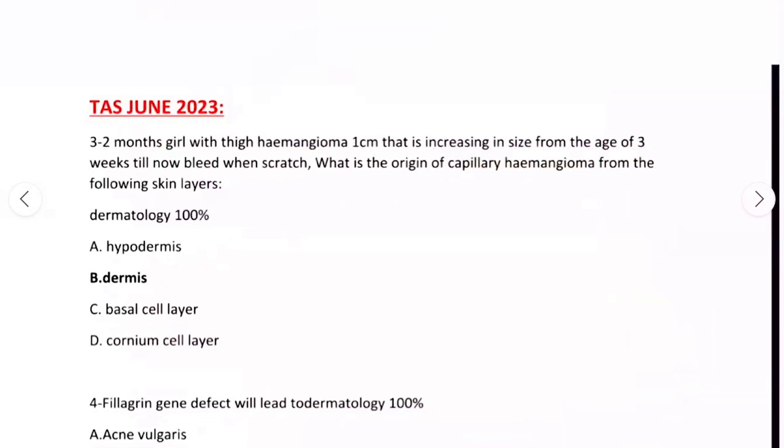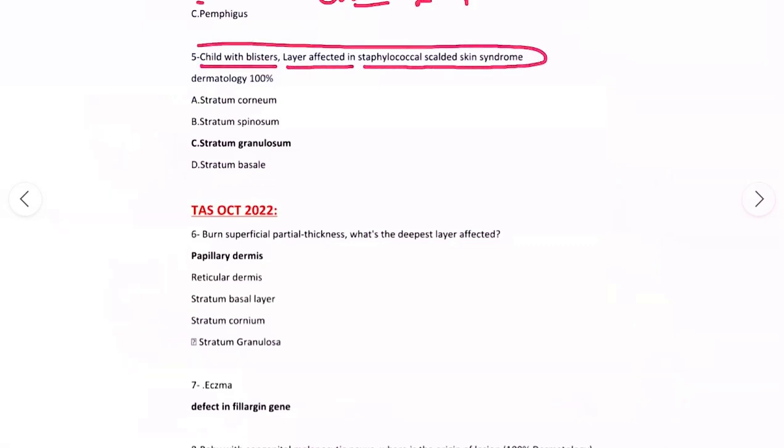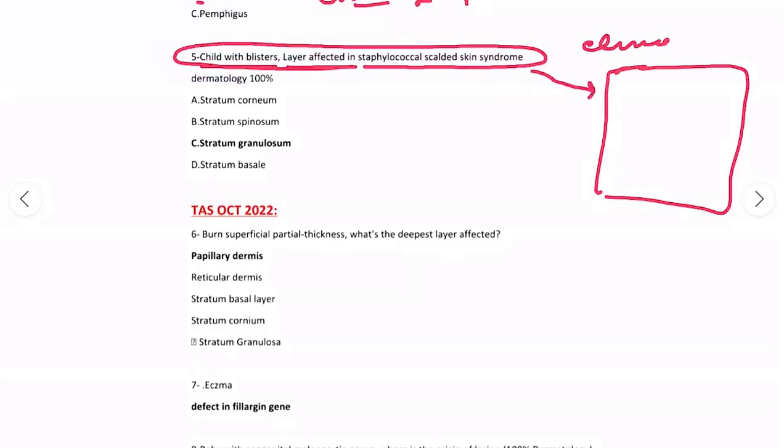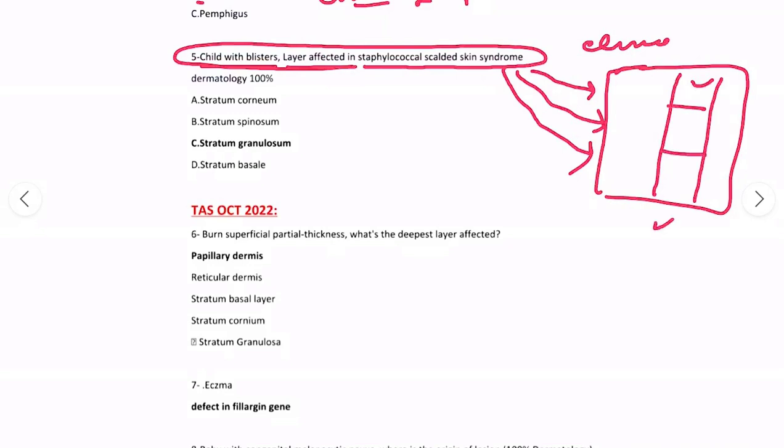Okay, the next is the filaggrin gene defect, which is from your clinical cases. That is your atopic dermatitis. That is the problem in chromosome number 1, where the filaggrin gene is defective. Next, a child with blisters, a layer affected in staphylococcal scalded skin syndrome. Which layer is affected? We have read this from your clinical cases. There was a table where they have given different diseases and the different layers of the skin which are affected. In that table, they mentioned which diseases are with scarring and which are without scarring. So you have to read that table again.